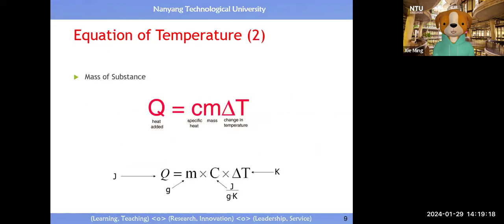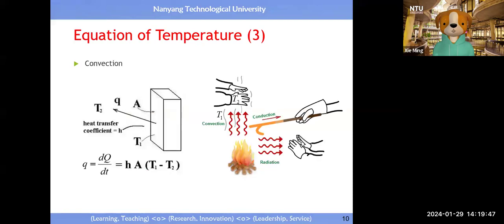Another thing is about how to increase the temperature of the object or mass, and how to reduce the temperature of the mass. So this equation is very important, right? So you will see Q is the amount of energy injected into or removed from the mass, right? Then delta T is the increase or reduction of the temperature. m means it's a mass, C is a coefficient, right? So these are the basic equations for you to know, right?